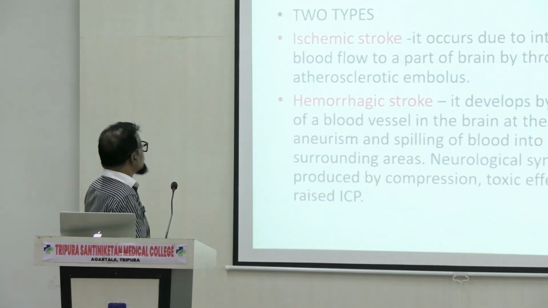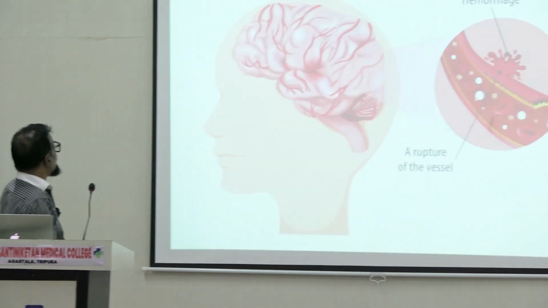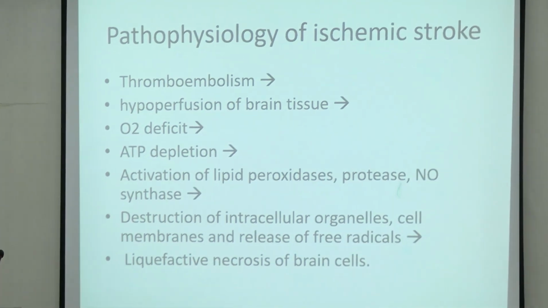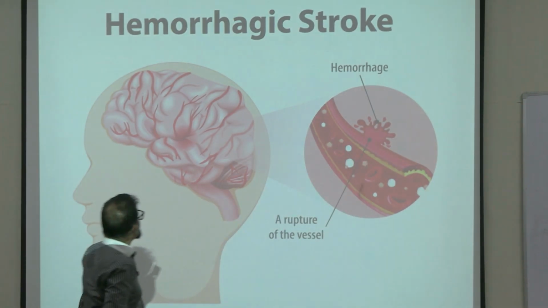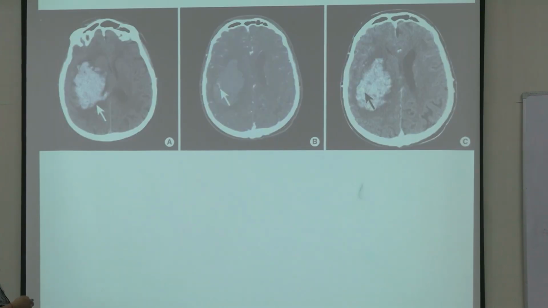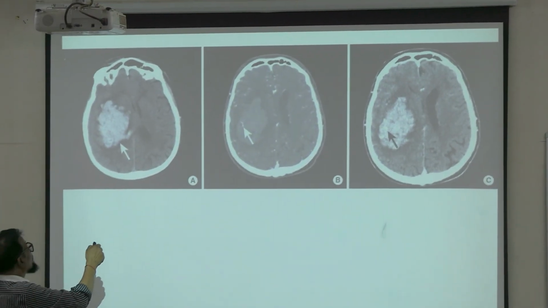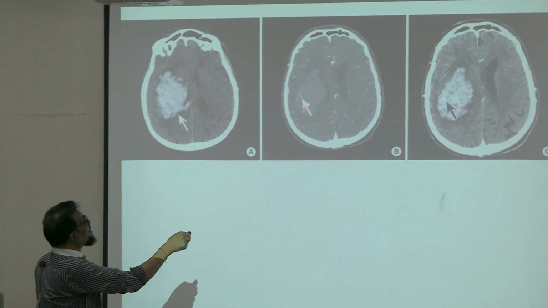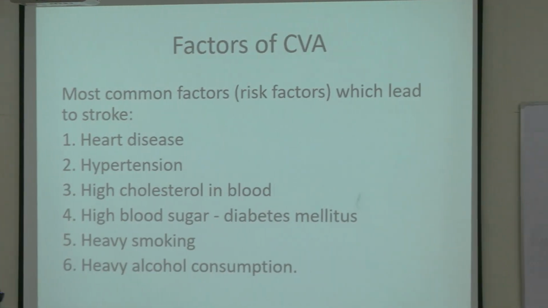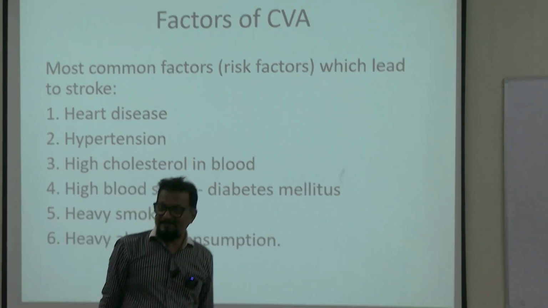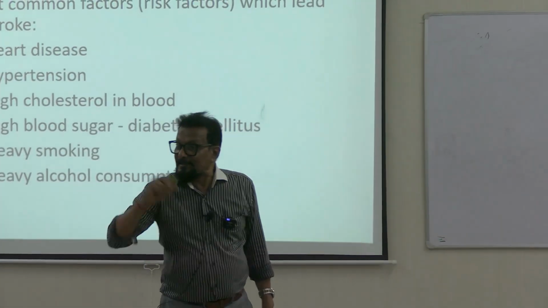If I am giving you this, get the picture of this. So this is the hemorrhage. In CT scan, it will appear like this. The hemorrhage. Factors of CVA. What are the factors that cause CVA?